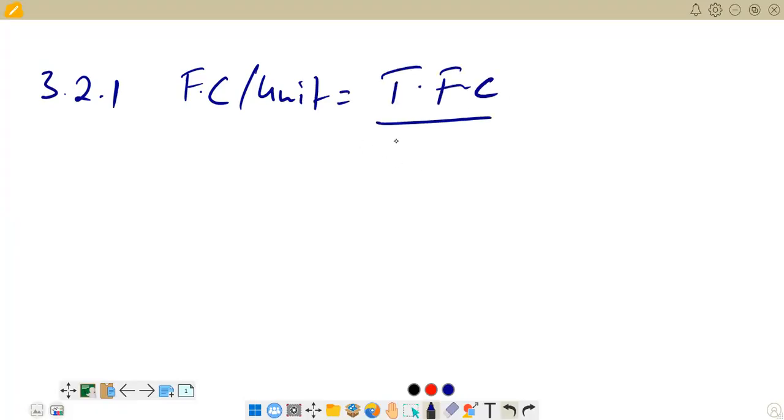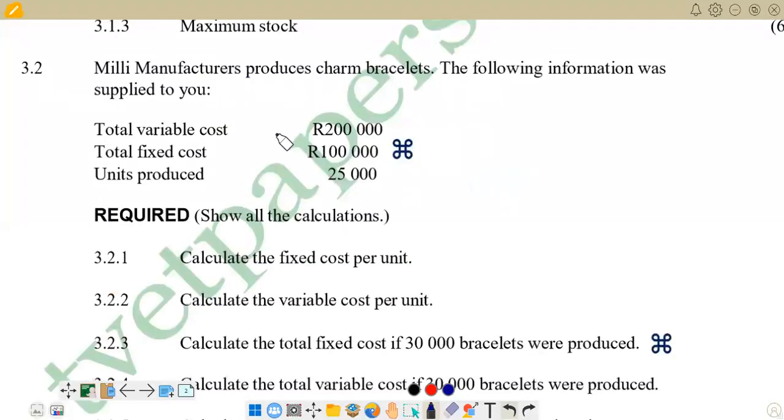Then we divide by the number of units that we are given in the question. Obviously, this number of units represents the total. Then our total fixed cost, now we go back to check what figure we have for total fixed costs and number of units. Total fixed cost is here 100,000, and number of units is here 25,000. So we are just going to substitute that one.